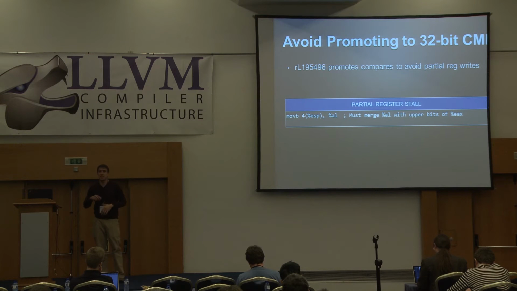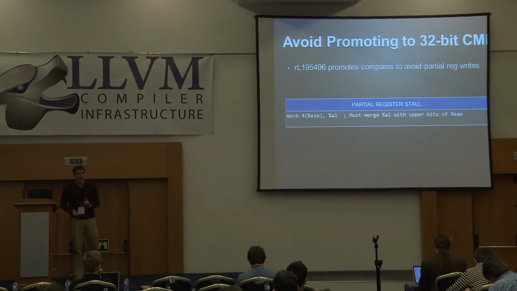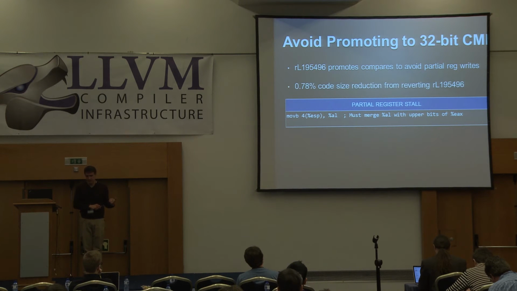These false dependencies can be especially costly when the defining instruction for EAX is some very high latency operation like an integer divide. Well, what was done in LLVM to deal with this problem was to take 8 and 16-bit integer comparison instructions and unconditionally promote them up to 32 bits. So this is what I would call a pragmatic fix. It will certainly eliminate this problem to some extent, and I'm sure it fixed the problem at hand, but it did come with a rather hefty code size cost. We found that by fully reverting this performance fix, it improved code size by almost 0.8%.